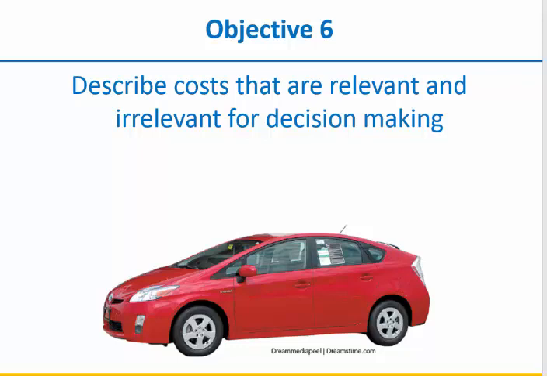So the idea in this objective 6 is that managers very often need to decide how to do business, especially when the manager is overwhelmed with many different kinds of costs. For example, there are thousands of costs in decision making. The manager has to decide what costs are relevant and what costs are irrelevant, to have an effective or efficient process in decision making. So that's the idea in this objective 6, and we're going to learn how to describe costs that are relevant and irrelevant for decision making.